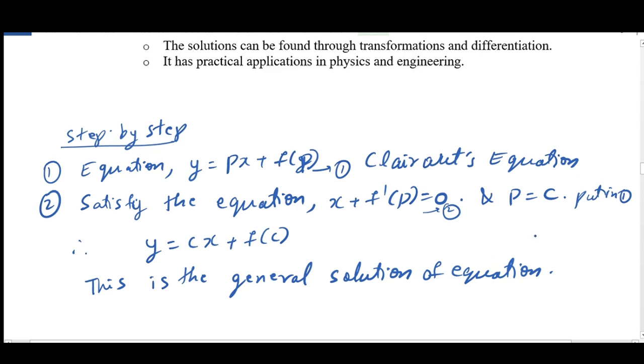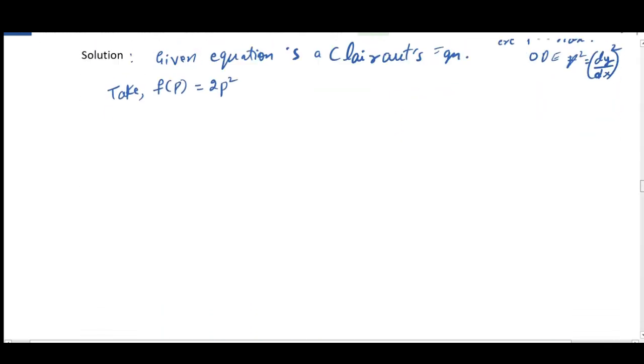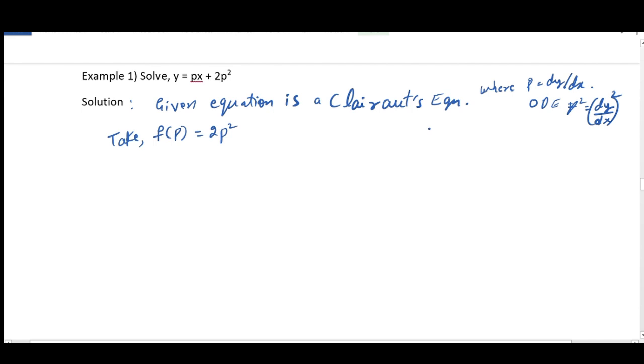Let me try with an example. Let us go with the example. So here we have the example. What we have done is we have taken the Clairaut's equation, correct? f of p is equal to 2p square, we have taken, right?